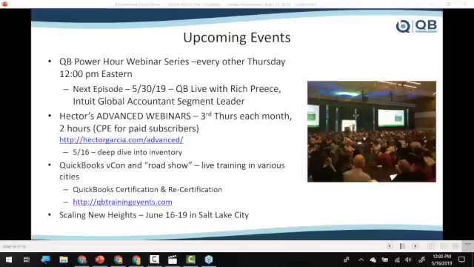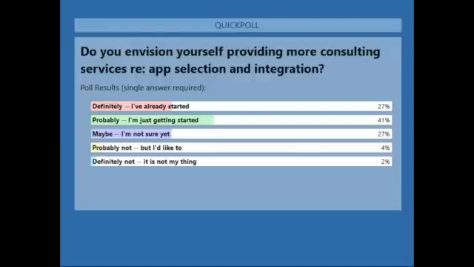All right, let's go ahead and close that poll question, and we'll share the poll results with you. 27% say definitely, they have already started. That's awesome. 41% say probably. 27% say maybe. I'm really glad to see that there are a lot of definitelys, probablys, and maybes, because hopefully we'll move more of the maybes and probablys up to definitely as you learn more about it. I think that would be awesome.